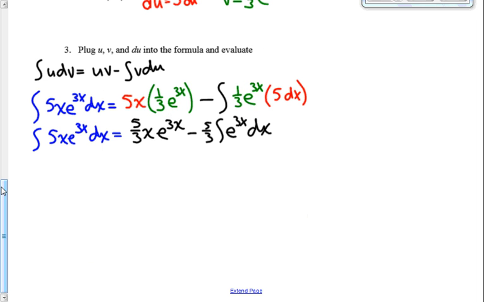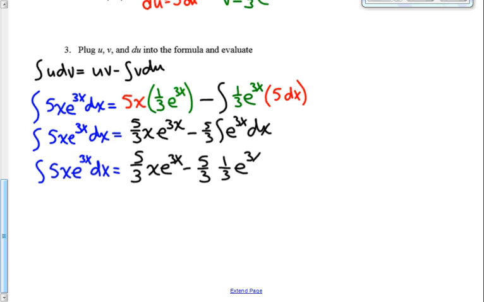So all I have to do now is find the antiderivative of e to the 3x, which I've actually already done earlier. And I'm left with this antiderivative is 5/3 x e to the 3x minus 5/3 times 1/3 e to the 3x. Again, the derivative of the inside is 3, so I need to add a 1/3. And don't forget, we need a plus c because we are finding an antiderivative. And again, we should simplify that 5/3 times 1/3 to a 5/9. Otherwise, that's how you do integration by parts.